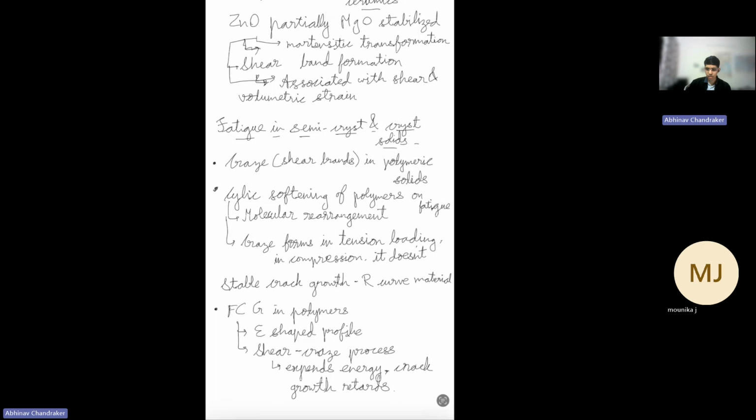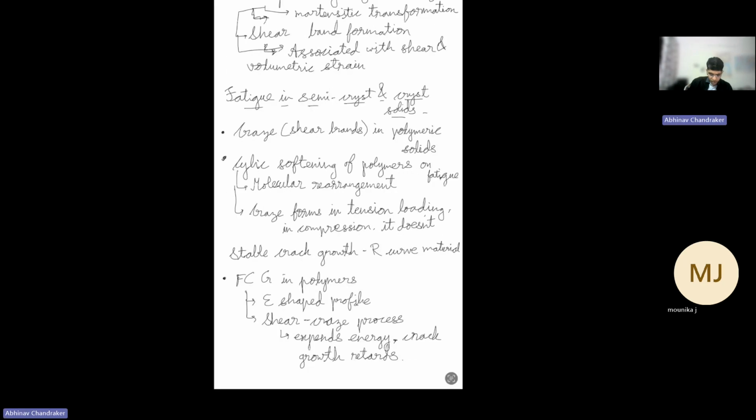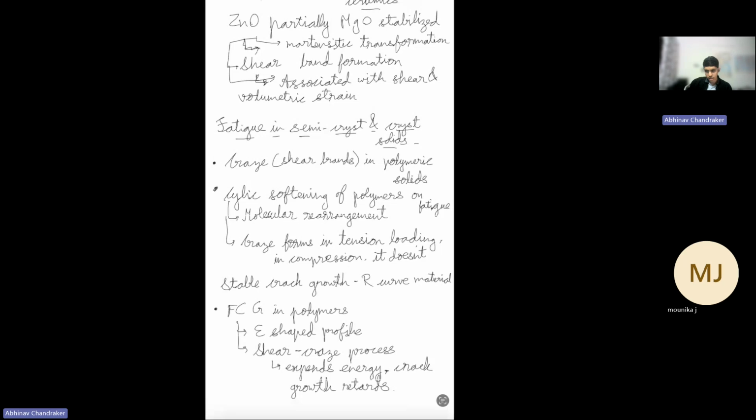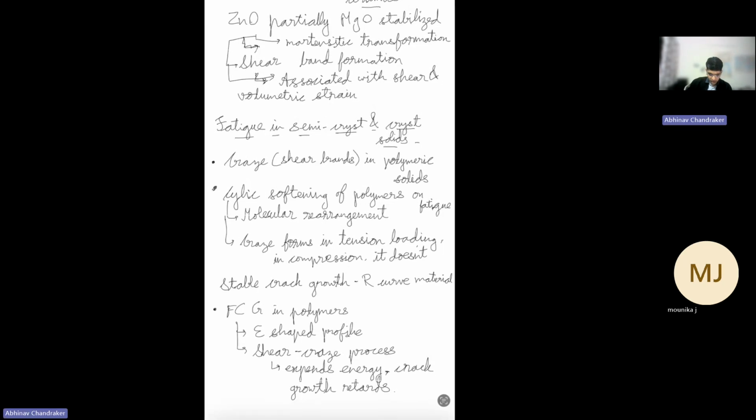So when they are being loaded, these molecular chains can move with respect to each other. The bonds can break, they can rearrange, because it's easy to move the molecular chains since they have very weak bonding with each other. But it is very difficult to break those chains, because then you have covalent bonding within the chain, which is very difficult to break. So in fatigue also, the molecular rearrangements are the reason for the sample straining.